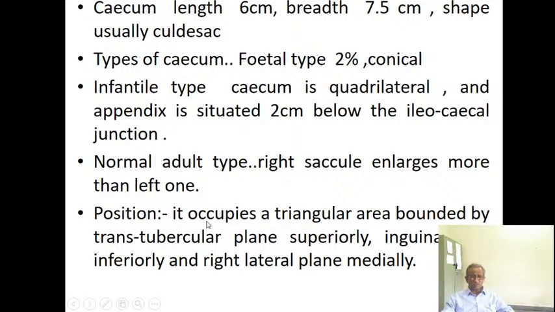Position. This occupies a triangular area bounded by the transtubercular plane superiorly, inguinal fold inferiorly, and right lateral plane medially. So, the cecum occupies a triangular area bounded by transtubercular plane, that is the plane joining the two tuberosities of the iliac bone, and then inguinal fold. Of course, inguinal fold is that which is present over the inguinal ligament, and then right lateral plane, that is extending downwards from the mid clavicle, the middle of the right clavicle.